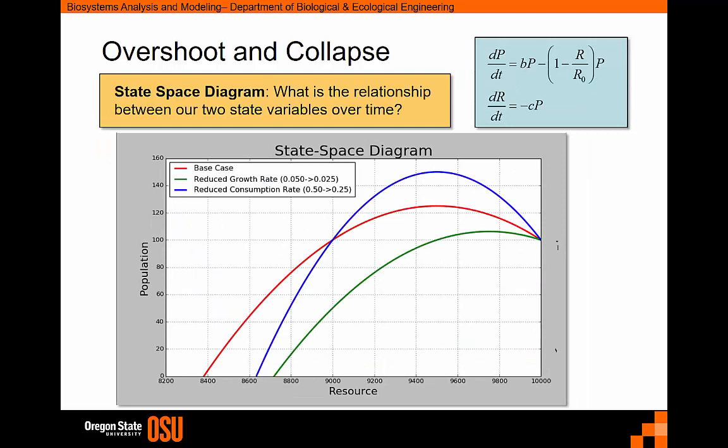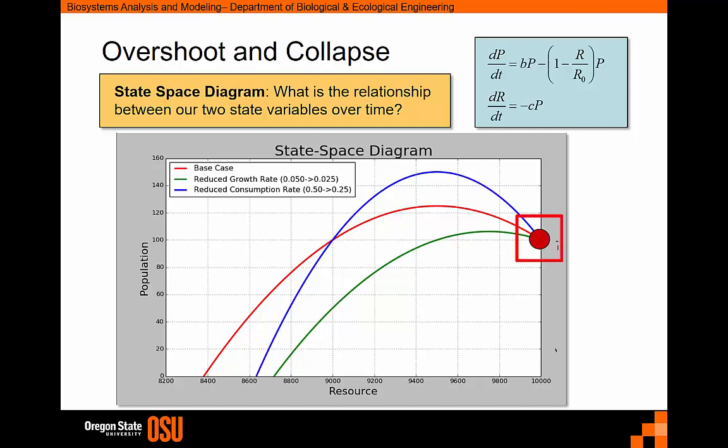Next, we'll take a different lens through which we might want to look at our system, a state space diagram. A state space diagram is simply a plot of one of our state variables against another state variable, with the trace on the plot indicating the pathway of the system through time. Each dimension in our state space is a state variable in our system. In this plot, the resource level is on the x-axis, and the population level is on the y-axis. The traces show the trajectory of the system through state space for each of the three cases.